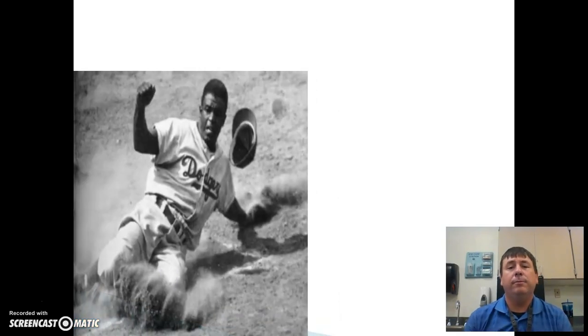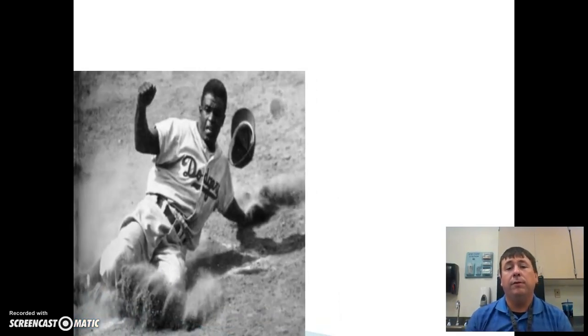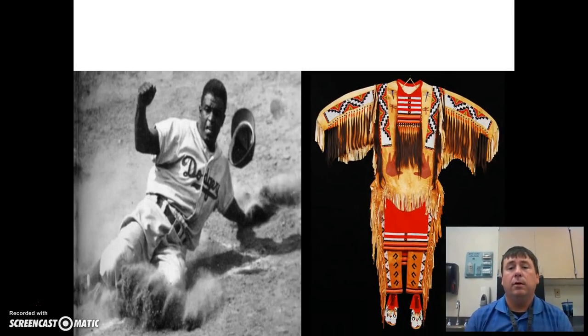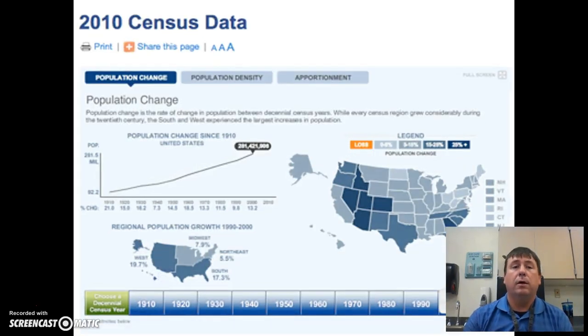So let's take a look. This would be an example of a photograph as a primary source. This would be something you'd use if you were researching Jackie Robinson. This would be an example of clothing. You can learn a lot from this piece of clothing, just by looking at it, holding it, and analyzing it. You can see that the quills in the beadwork are all quills from porcupine. The hair is buffalo, the hide is buffalo, so you can get a good idea of how this tribe lived. Census data, these are all those numbers, charts, and graphs. These are all primary sources for you.